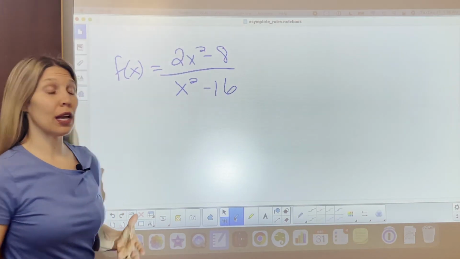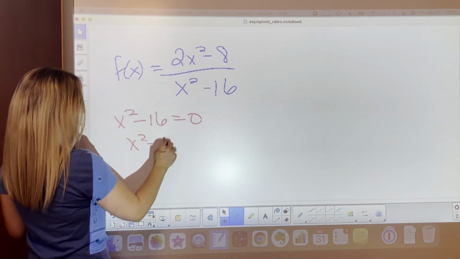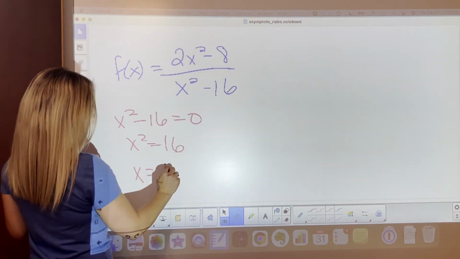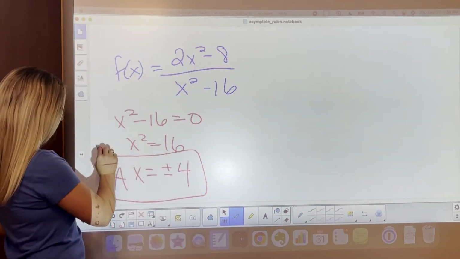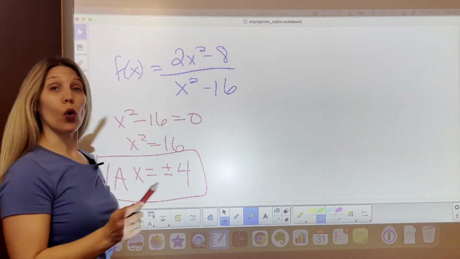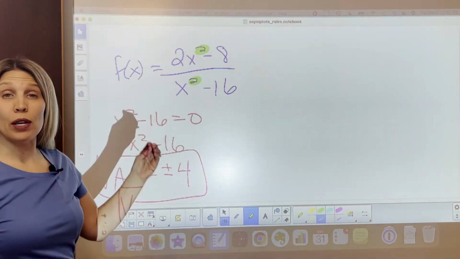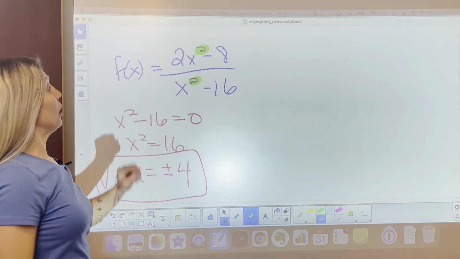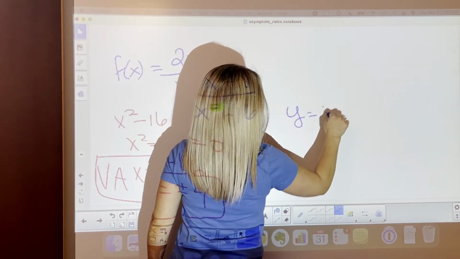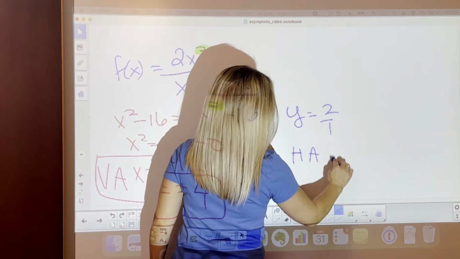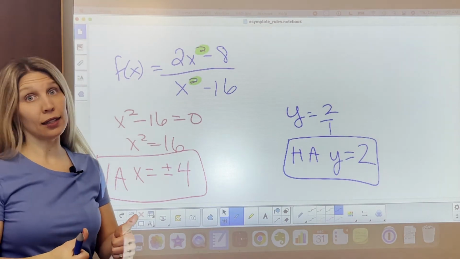Okay, again, for your vertical asymptotes, you're just going to set that denominator equal to 0, and you're going to solve. So x is going to equal plus or minus 4. These would be your vertical asymptotes right here. That's how easy and quick that is. Your horizontal asymptotes, you're going to be looking at the degrees of the x value in the numerator and the denominator, the biggest one. So in this case, they're both 2. So you're just doing a fraction of their coefficients, which was just 2/1. So your horizontal asymptote is going to be y equals 2. Easy peasy, lemon squeezy, right?